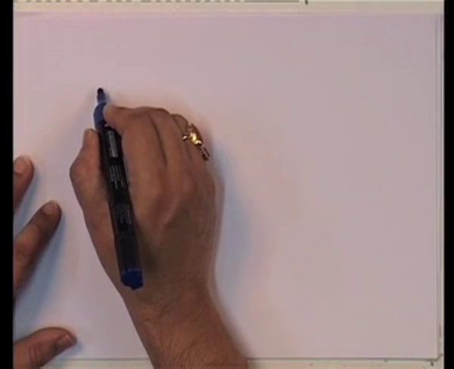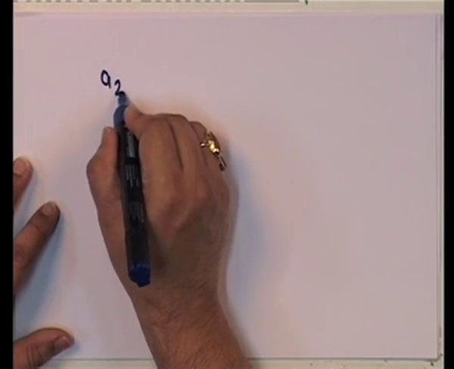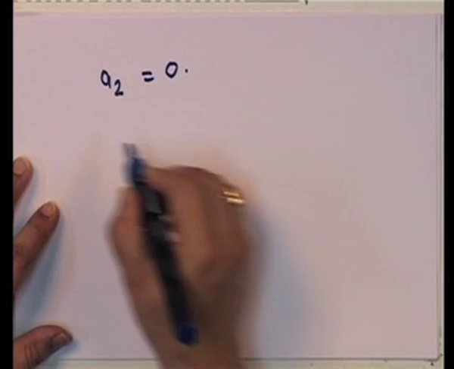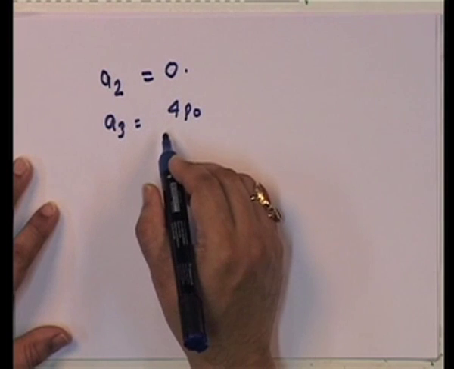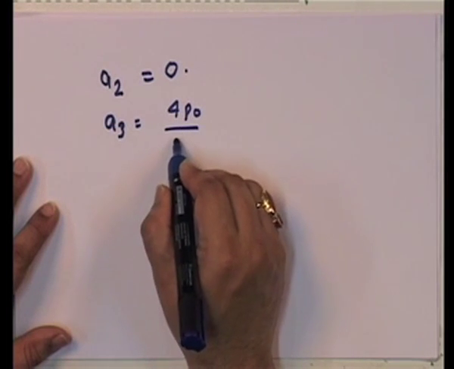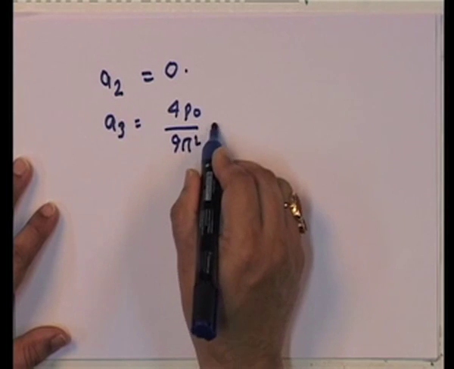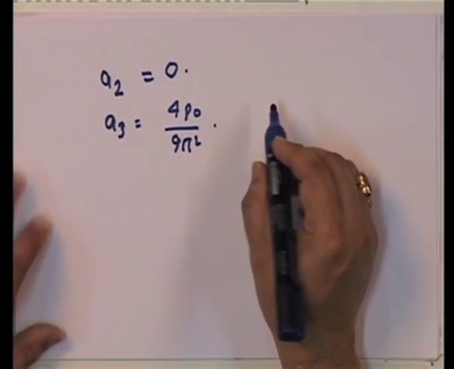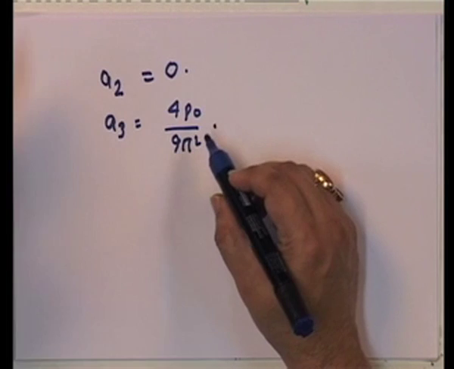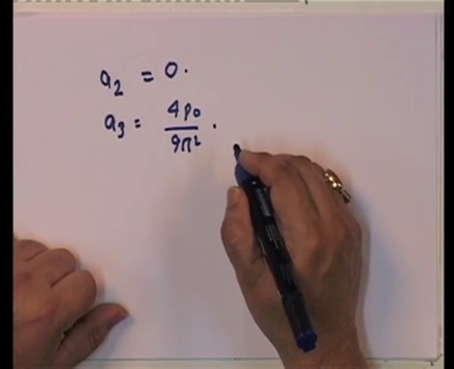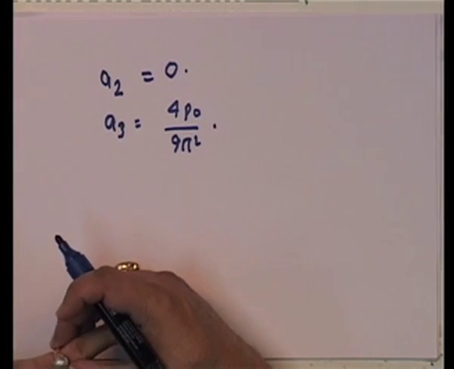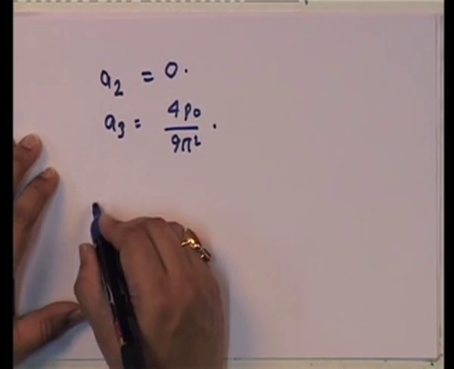In exactly the same way, we can show that A 2 is going to be equal to 0, A 3 is going to be 4 P naught upon 9 pi squared. Okay. So, if I extrapolate from A 1, A 2, what I get is that, and note something very interesting, and that is how do I get B n?